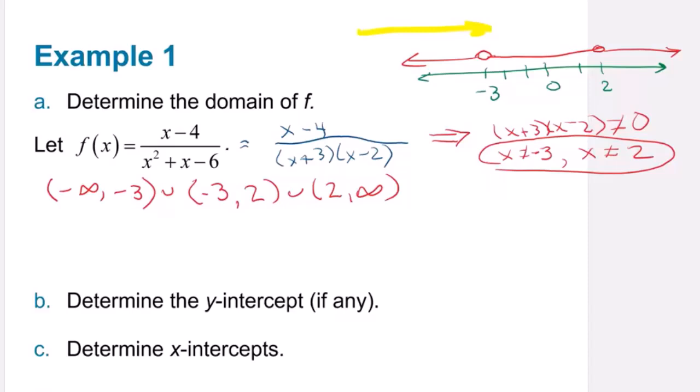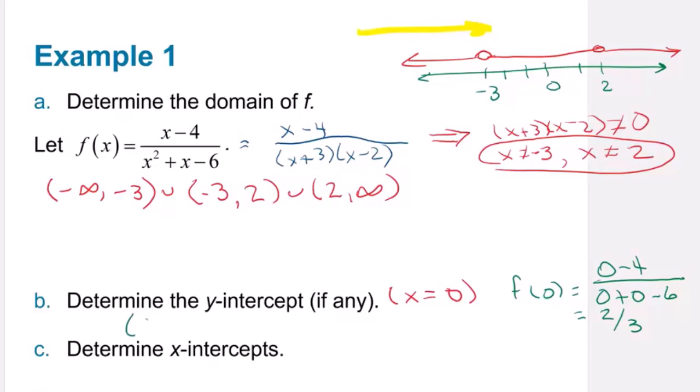Determine the y-intercept. Well, the y-intercept is x equals 0. If we plug in, f of 0 is equal to 0 minus 4 over 0 plus 0 minus 6. That equals 4/6 or 2/3. Now I know my y-intercept is (0, 2/3).